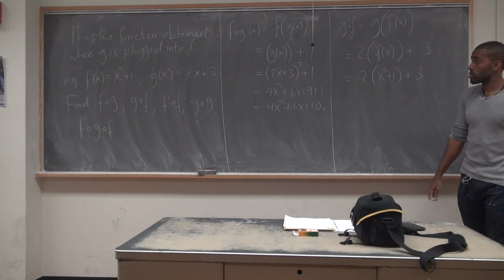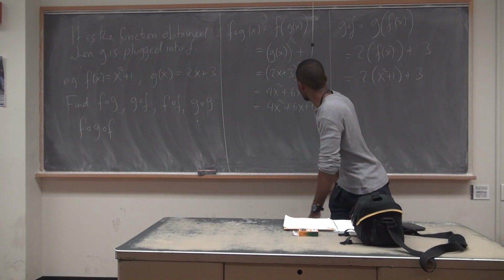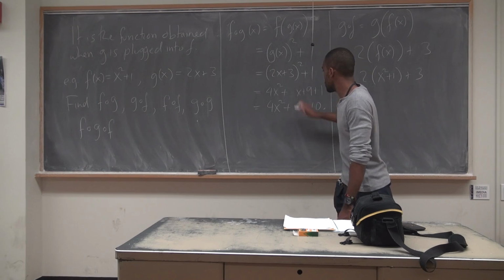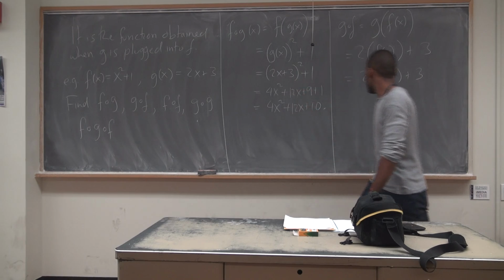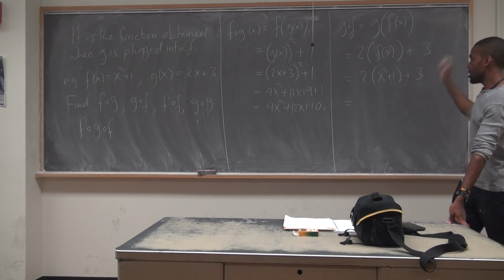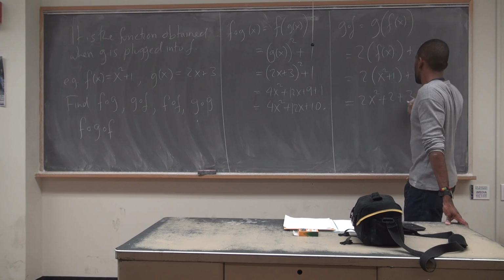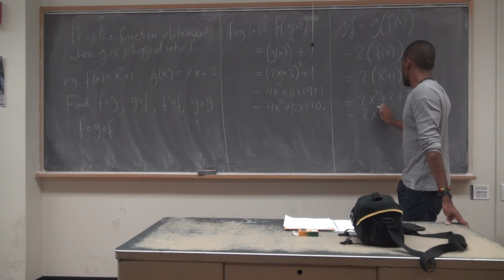How do we get 6x if it was 2 times 3 times 2? That should be 12x. Someone's paying attention. This again, you might leave it, but you can also multiply out. This is 2x squared plus 5.